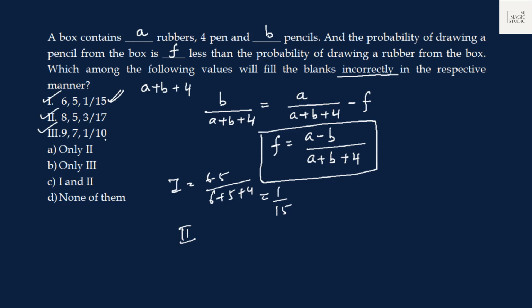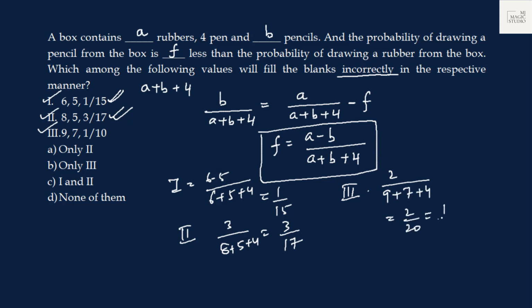If I check with the second one, 8 minus 5 is 3. And 8 plus 5 is 13 plus 4 is 17. It is 3 by 17. It fits in. If I use the third one, 9 minus 7 is 2 upon 9 plus 7 plus 4, that is 2 by 20, which is 1 by 10, and that is also fitting in. That means all three given options fit in this fill in the blanks. Then which is incorrect in the respective manner? Obviously none of them are incorrect. Option D is the pick.